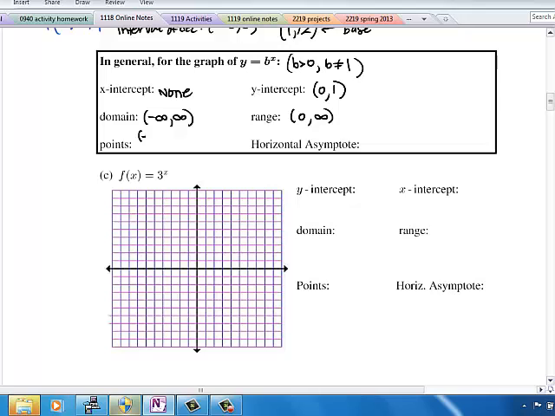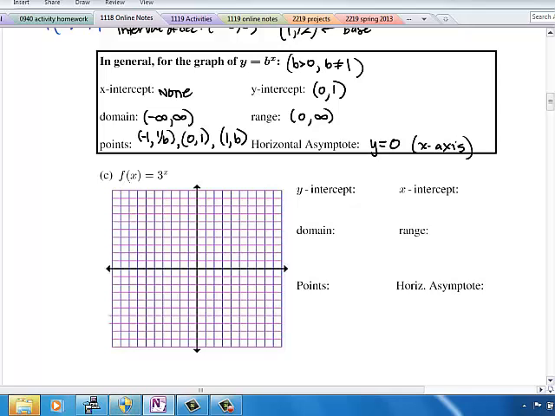The points I want to track would be -1, the reciprocal of the base for y, 0 for x, 1 for y, 1 for x, and the base for y. And there will be a horizontal asymptote on the x-axis, which is y equals 0. So we'll look at a few more of these, or maybe just one more of these that doesn't include any shifting or anything like that, and then we'll start applying shifts and stretches and compressions to this general graph.